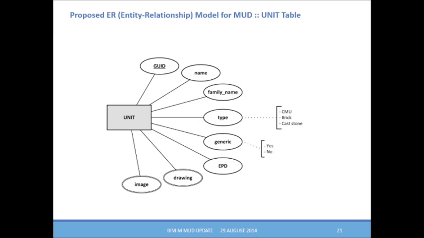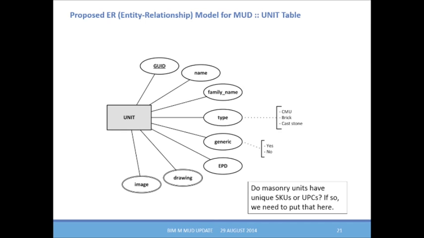If we look at the information one by one, if you look at the unit itself, there are some basic attributes that we want to define this unit with. It's the name of the unit, since different manufacturers may give their masonry units different names, and this is the place where we define that. We have the family name, and the type of the unit: we specify if it's a CMU, a brick, or a cast stone. Is it a generic unit? Can we replace this one with another model easily or not? Do we have any EPD for this unit? We can also associate the drawings and images that the manufacturer provides for this unit.